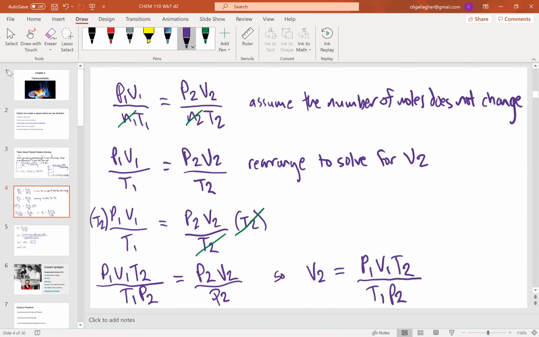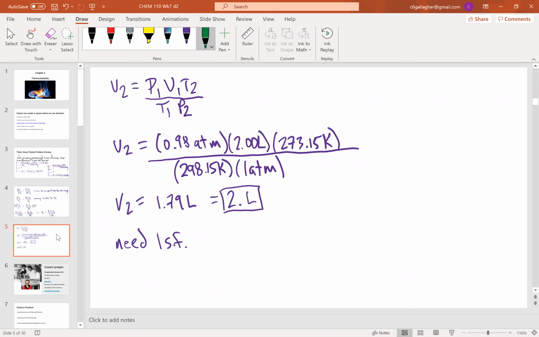So we're going to isolate algebraically our V2. And so in order to do that, we have to multiply both sides by T2. That cancels T2 on the right and puts T2 in the numerator on the left. Then we're going to divide both sides by P2. That allows us to cancel P2, and that means we're left with V2. So V2 is equal to P1, V1, T2 divided by T1, P2.